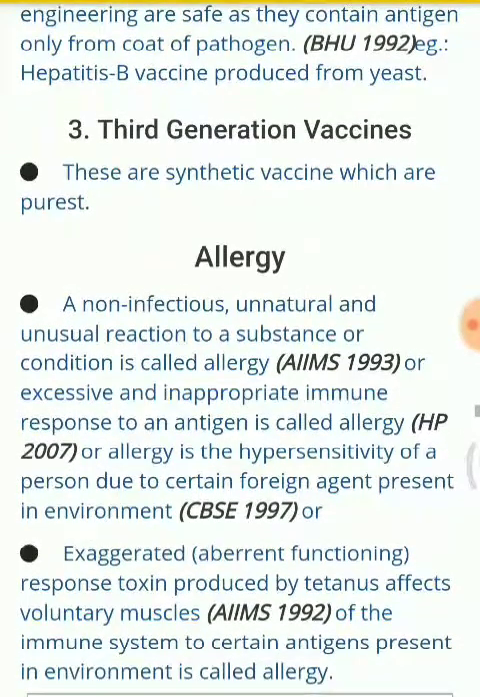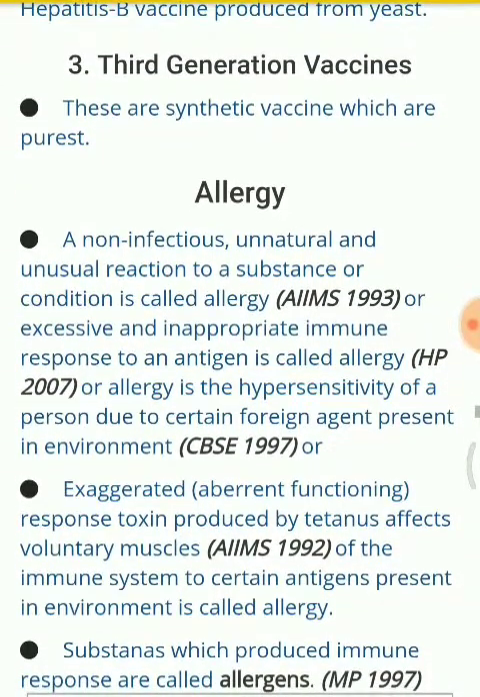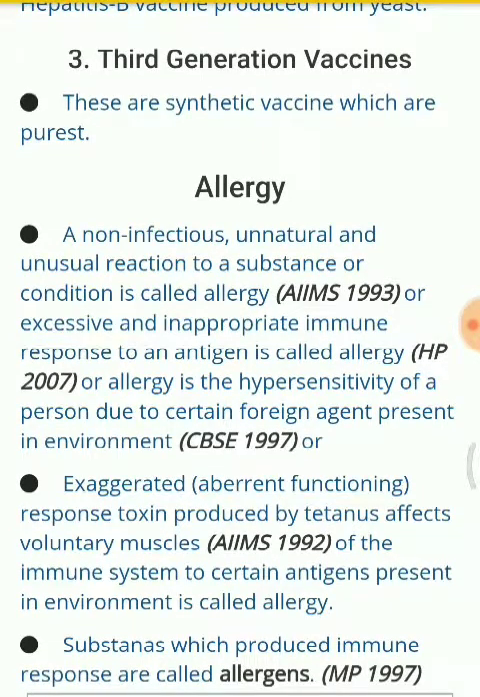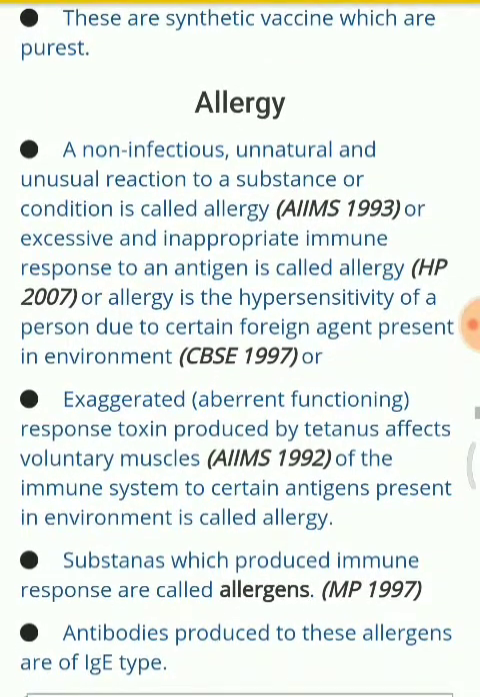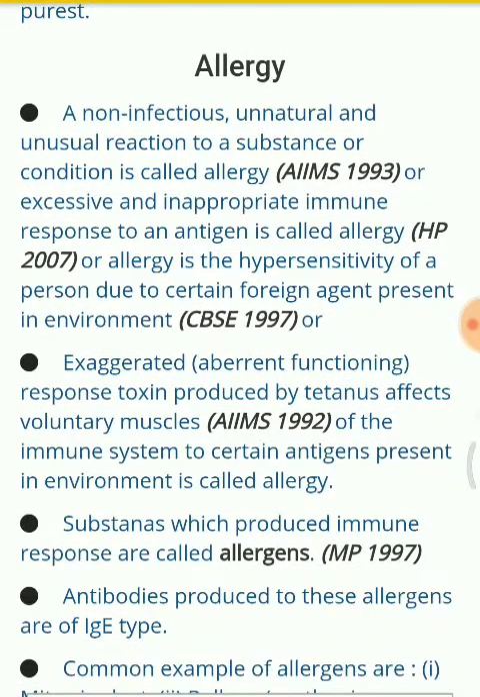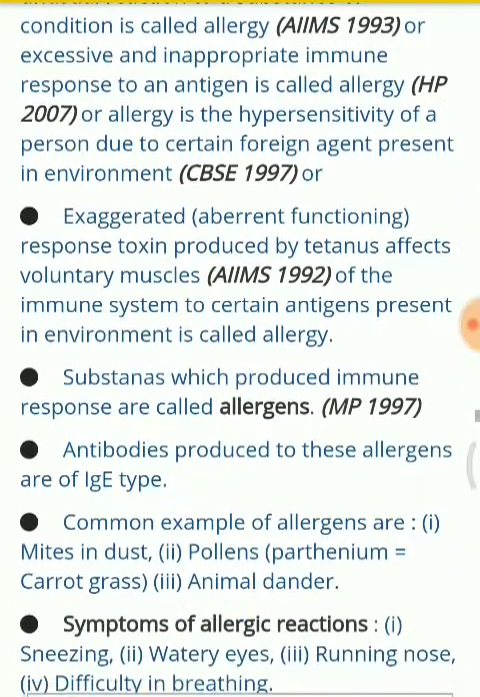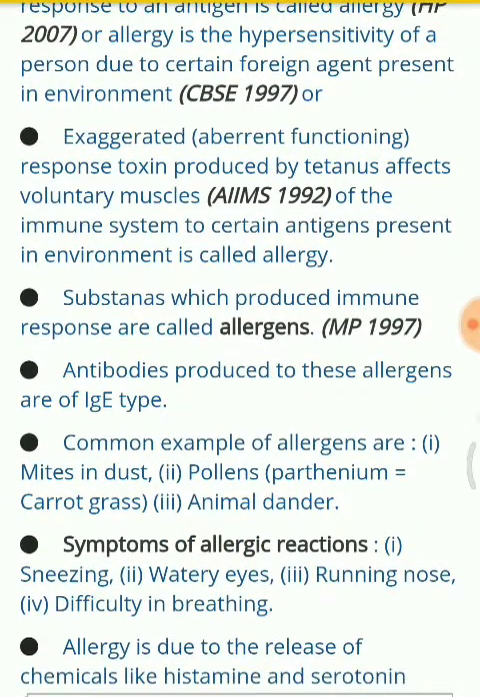Allergy: a non-infectious, unusual reaction to a substance or condition is called allergy. An excessive and inappropriate immune response to an antigen is called allergy. Or allergy is the hypersensitivity of a person to certain foreign agents present in the environment. An exaggerated, aberrant response of the immune system to certain antigens present in the environment is called allergy. Substances which produce such immune responses are called allergens. Antibodies produced to these allergens are of the IgE type.